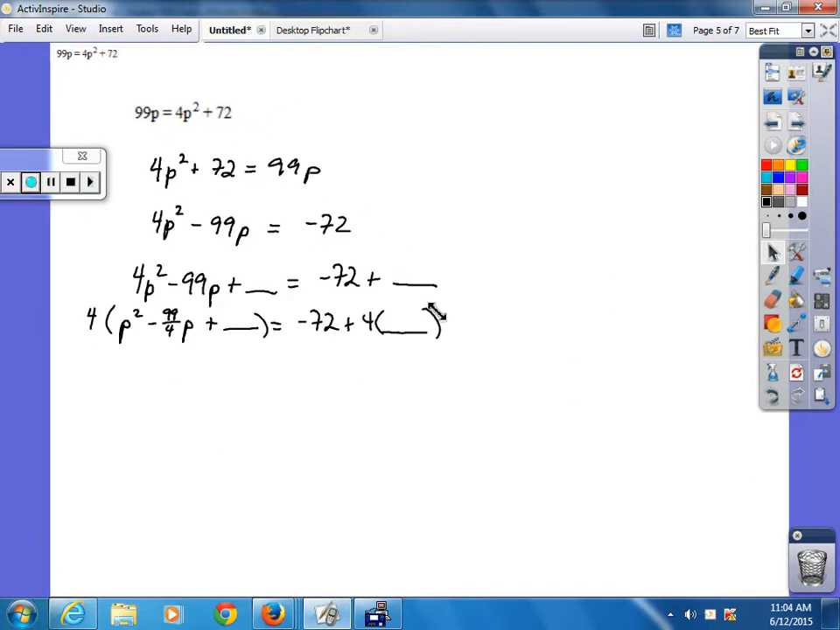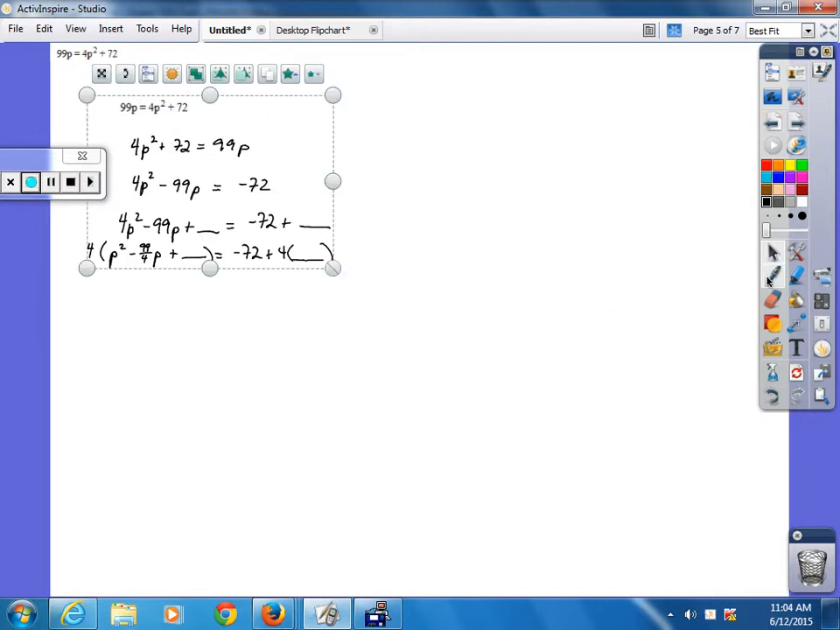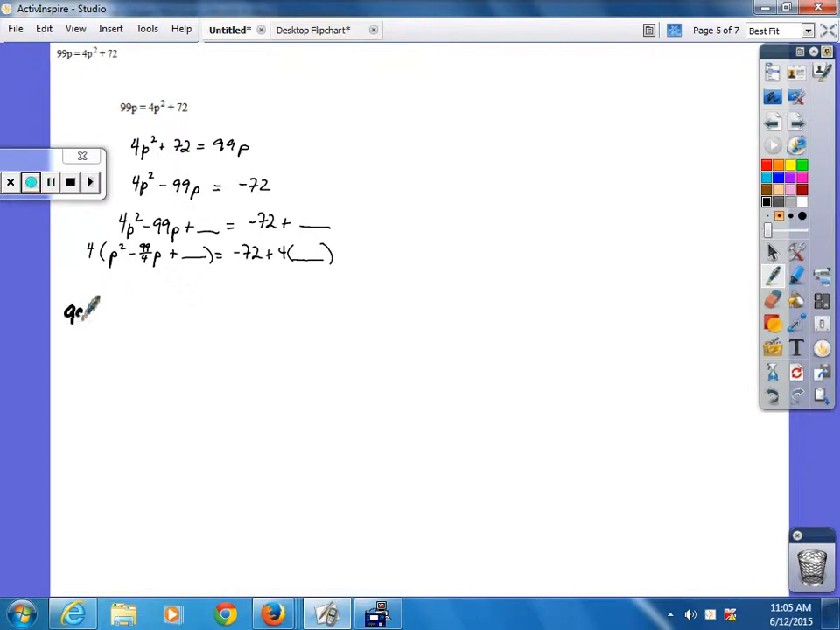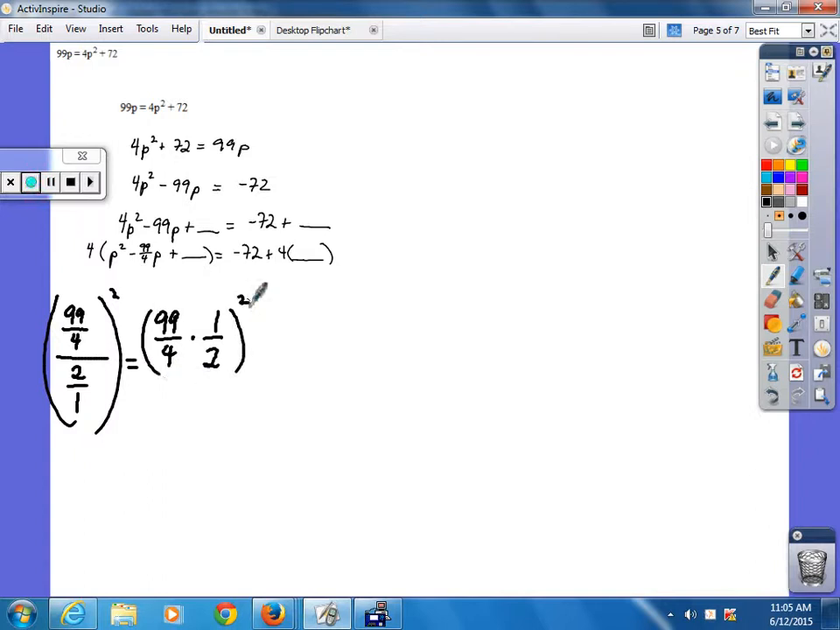All right. So I'm gonna take 99 over 4. I'm gonna divide by 2 over 1, and I'm gonna square it. And that's gonna be 99 over 4 multiplied by 1 over 2. I knew this. I didn't square the 4. I didn't square the 8. Oh, that means I was right.